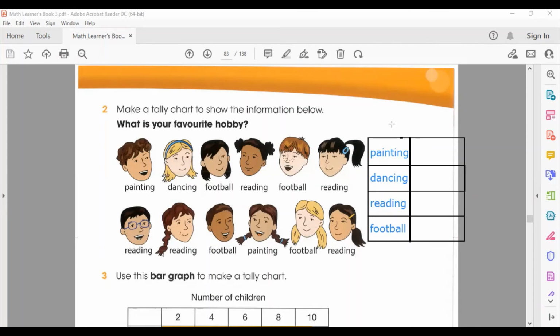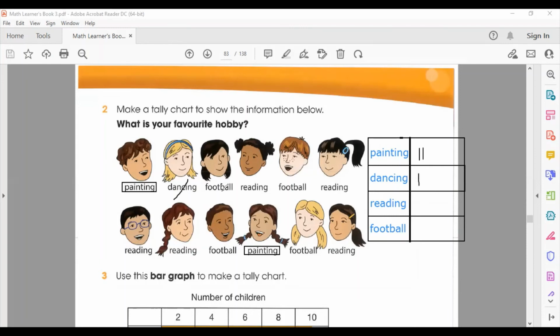You can also give here the names and hobbies and tally. Okay, let us do it. How many people like dancing? Hobby 1, painting. Only 1, 2. So we make here 2 lines. The line should be a little bit straight. So after this, dancing, only 1 dancing, so we are making here 1 line.